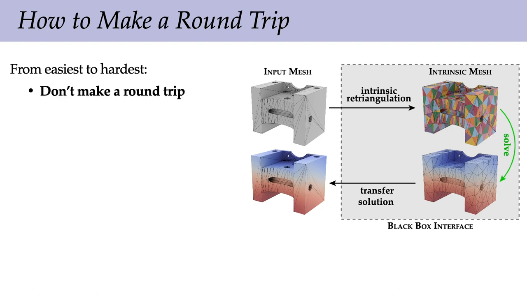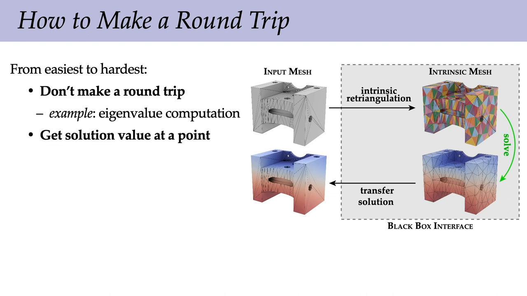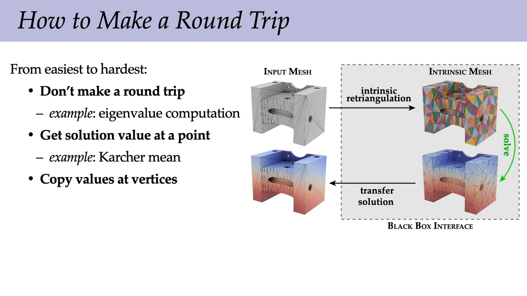In some cases, you don't actually have to do any work at all. For instance, if you're doing some eigenvalue computation. In other cases, you might just need to transfer some data like a location. For instance, if you're finding a mean or a special point on a surface, you can just transfer that location back, and this is something our data structures support as a standard operation. Or maybe if we're solving a PDE and getting out a value at every point, then you can just copy back those values at vertices, because all the vertices of our input mesh were also vertices of every intrinsic triangulation. And this makes a lot of sense in a setting like geodesic distance.